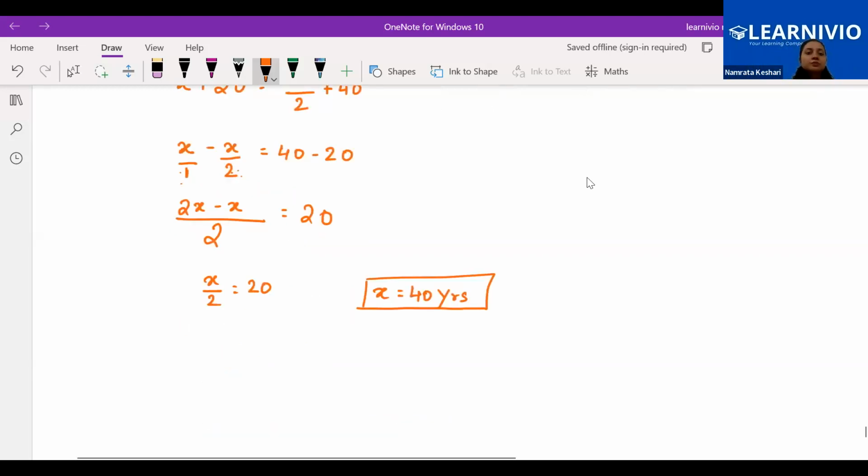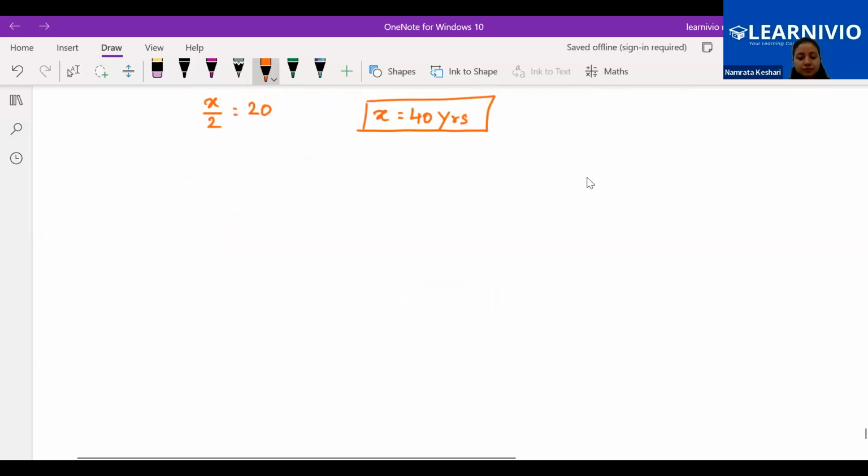Let's do the next one. Find two consecutive positive integers.